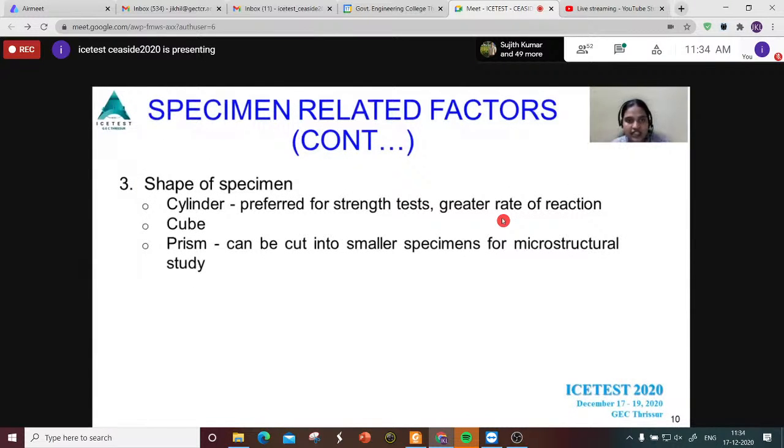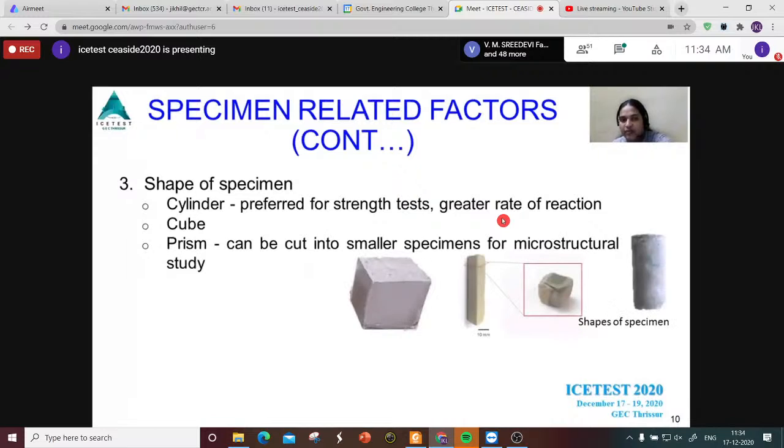Shape can be cylinder or cube or prism. Generally, cylinder specimens are preferred for strength test rather than prismatic specimens, mainly because of the presence of edge zone. Also, rate of reaction will be higher for cylinder, but we use prismatic specimens because they can be cut into smaller specimens for microstructural characterization, as shown in this figure. This specimen can be cut into smaller pieces, and each of these can be used for microstructural study.